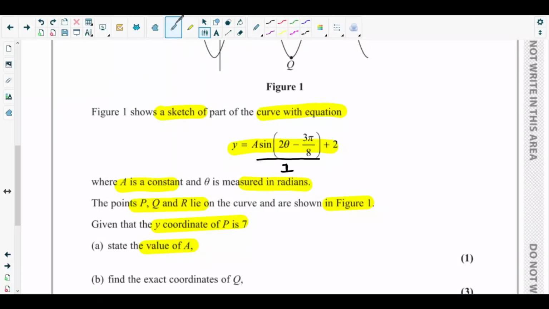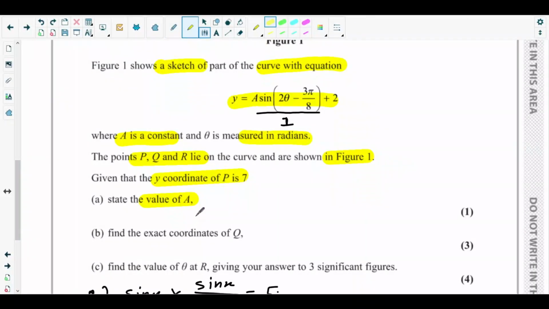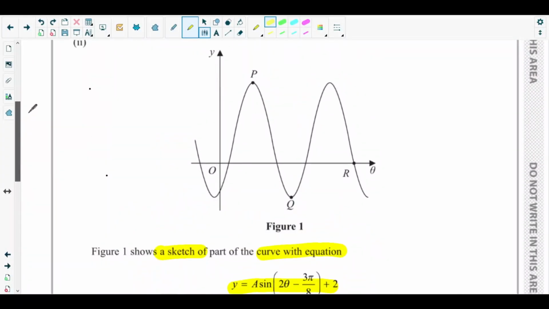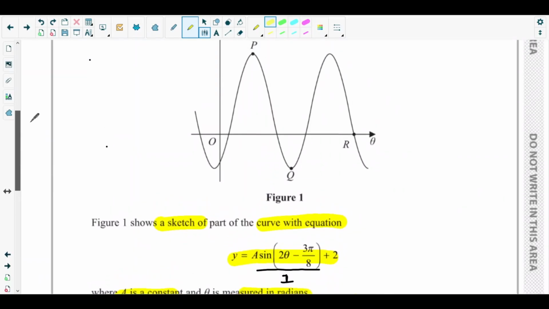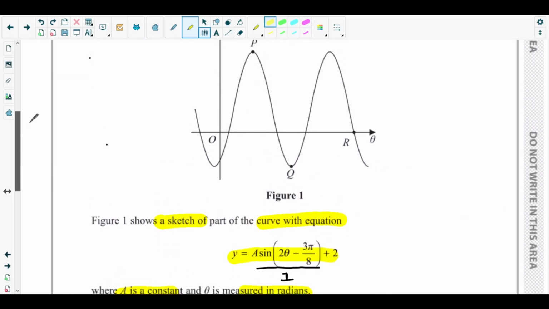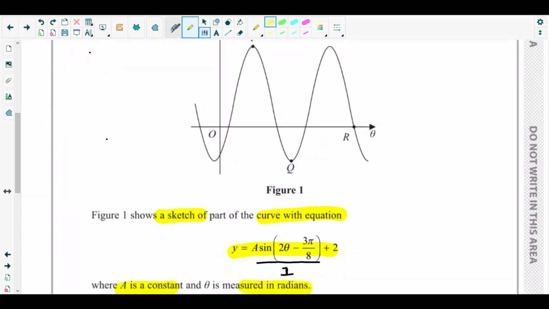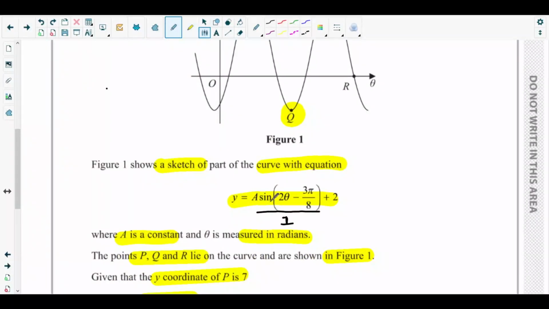Okay, next is part B. Part B asks here to find the exact coordinates of Q. So we need x, the value for theta, and also the y coordinate. We can see that point Q is basically the minimum point on this curve, right? This minimum point occurs when the value of sine theta is negative 1.